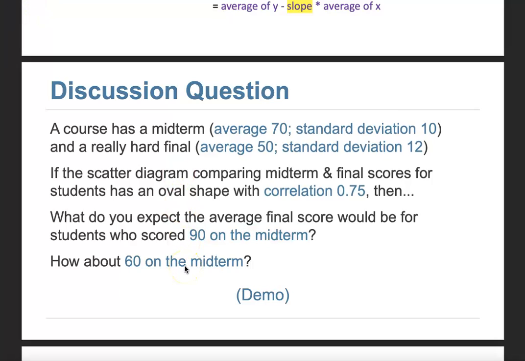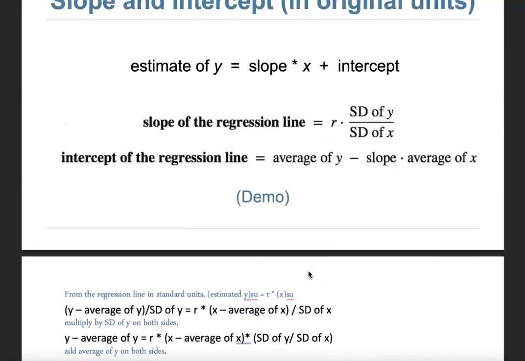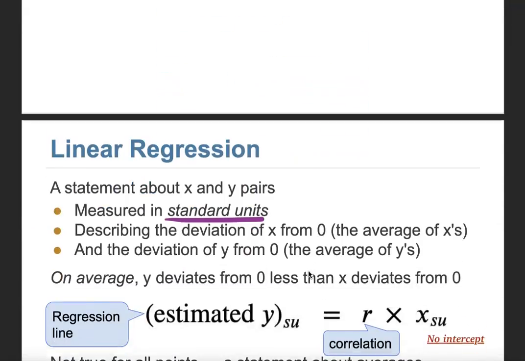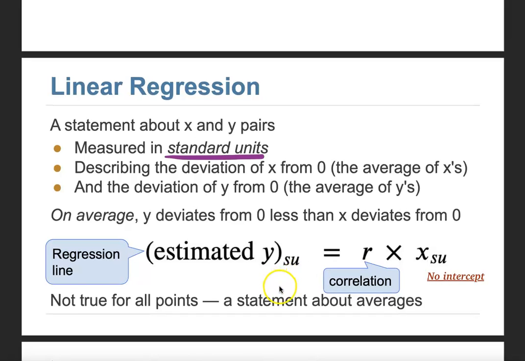Okay, I assume you already paused the video and worked for 2 minutes. So how should we find the prediction? We have the midterm exam score of 90, how do we predict the final exam? Since we know the average and standard deviation for both numeric attributes, and we have their correlation, we should go back to our beginning about the linear regression line. Our estimate of y in standard unit equals r, the correlation, times x in standard unit.